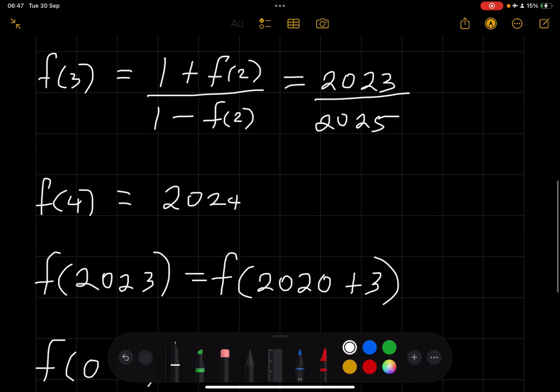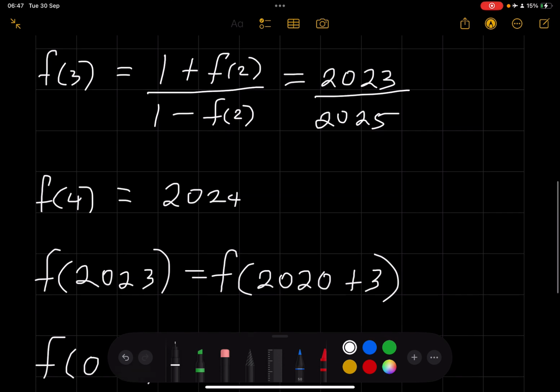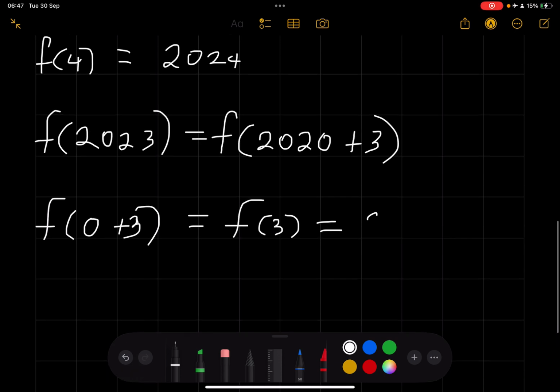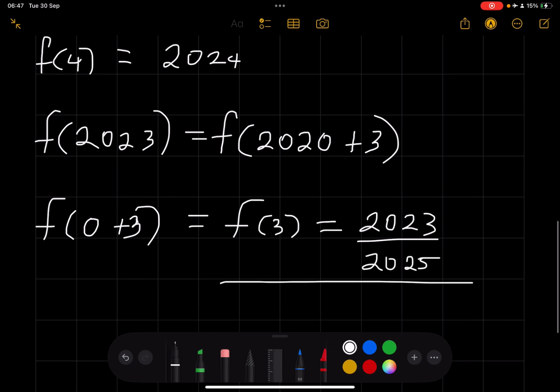And we know that f(3) we have found to be 2023 over 2025. And that is our final answer, ladies and gentlemen. Thank you very much.